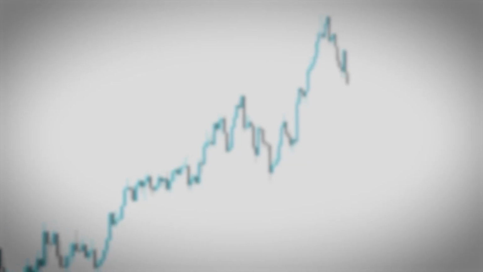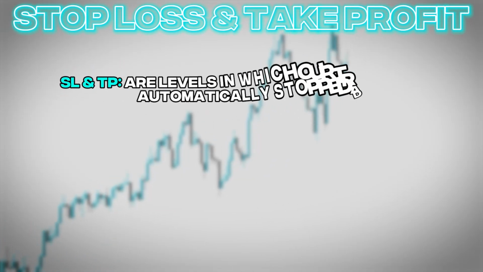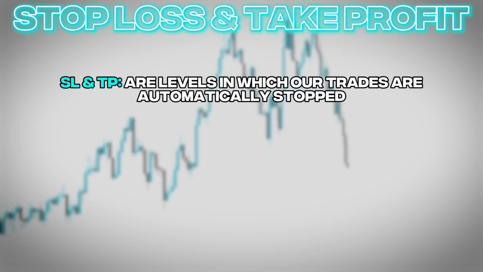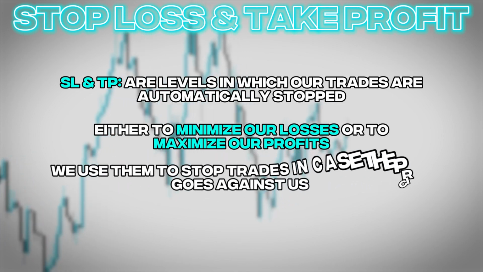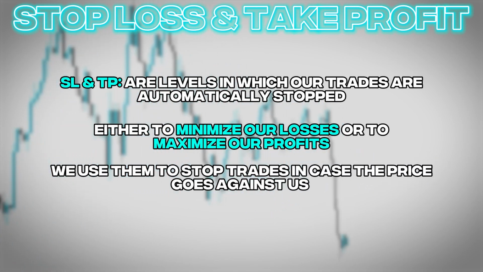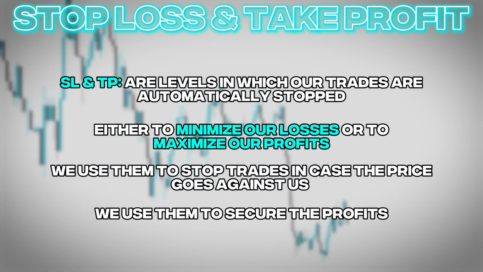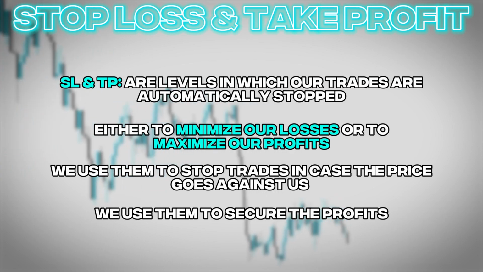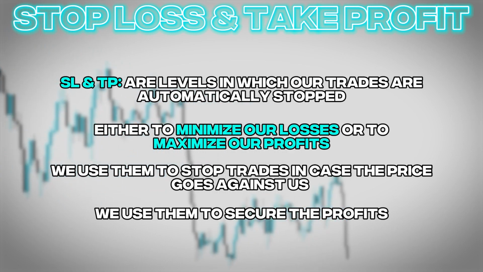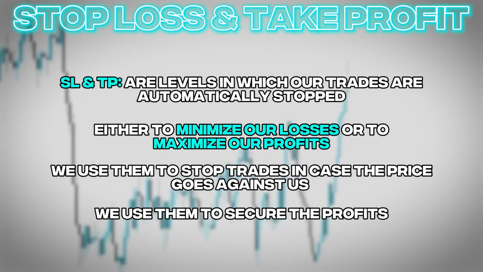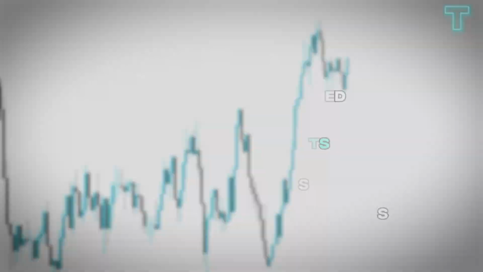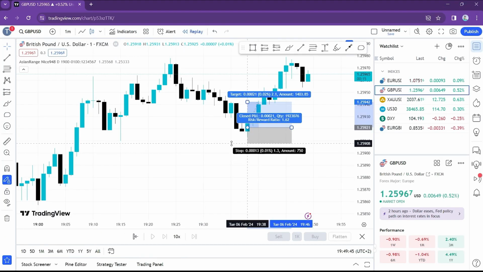It's easy. Stop loss and take profit are levels at which our trades are automatically stopped, either to minimize our losses or to maximize our profits. We use them to stop trades in case the price goes against us, but we also use them to secure profits. Maybe we are not in front of the chart and price reaches our desired level and bounces off. Thus, our TP closes the trade and there are no chances of loss. So let's say you open a trade.